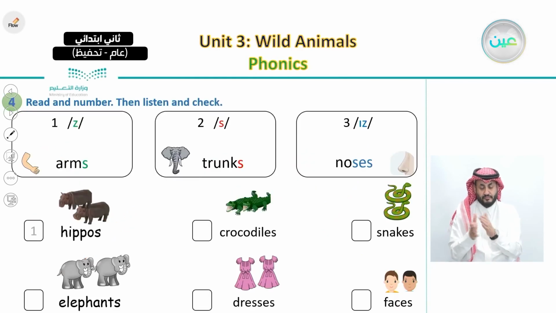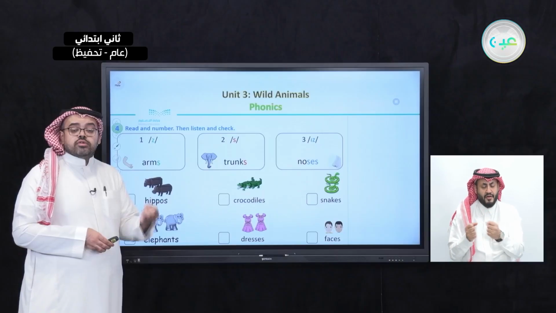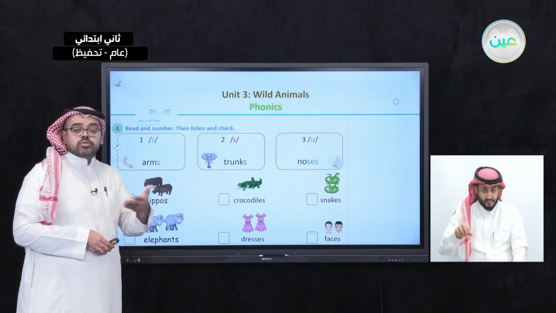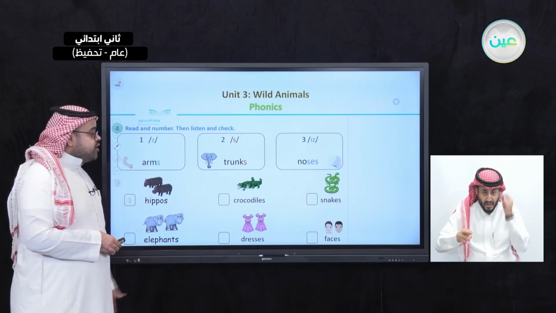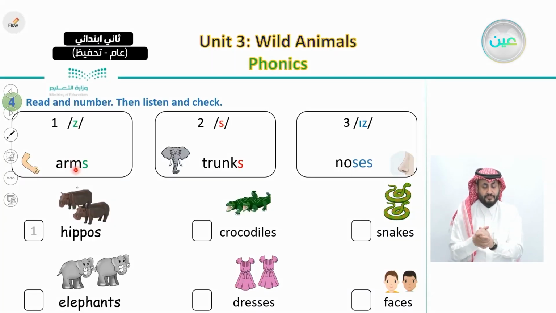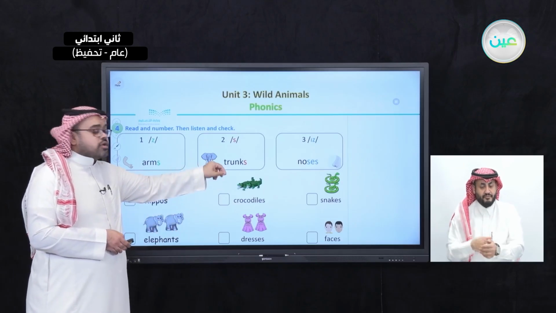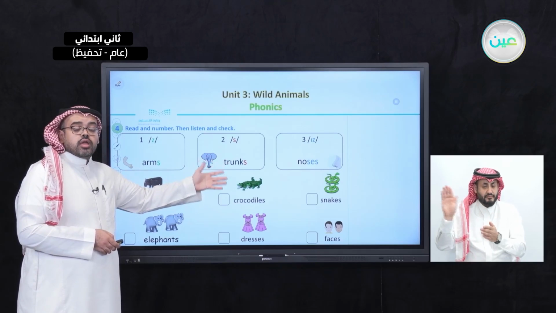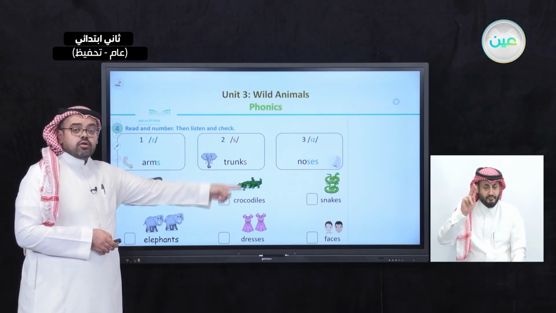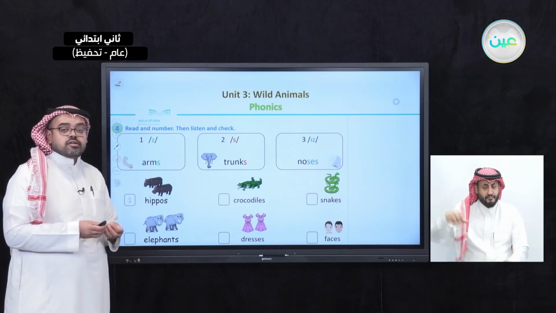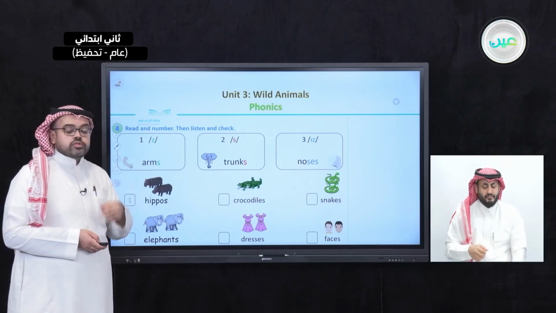We also did another exercise with words that end with the letter S, and we learned how to spell them and pronounce them correctly. We said that sometimes words that end with S are pronounced with a Z sound, like the word arms. Sometimes words end with S pronounced with an S sound, like the word trunks. And number 3, we have words that end with S pronounced with an iz sound, like the word noses.